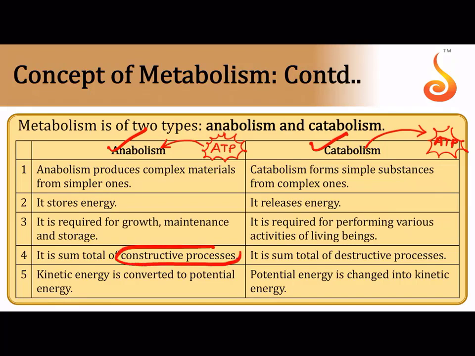Okay, anabolic is a constructive process, it is a build up process. Catabolic is a destructive process as opposed to anabolism. That's why catabolism results in a lot of energy release in the form of ATP.